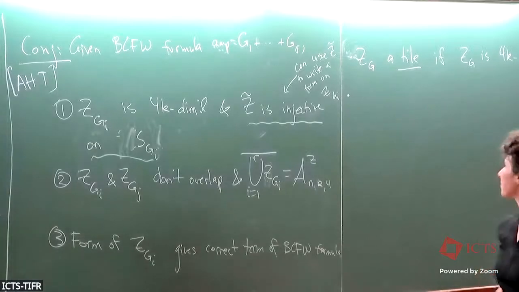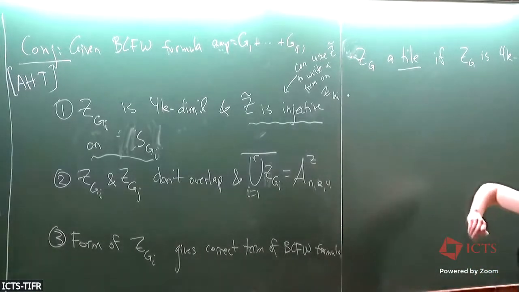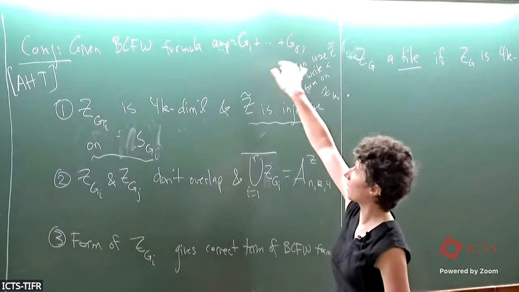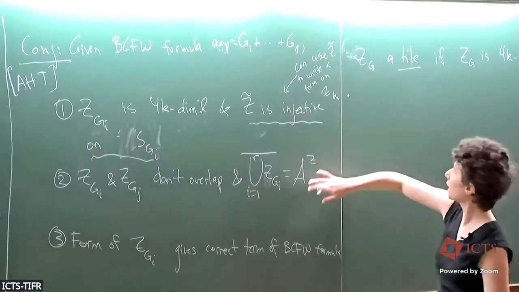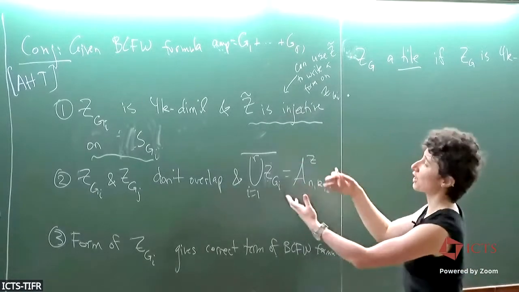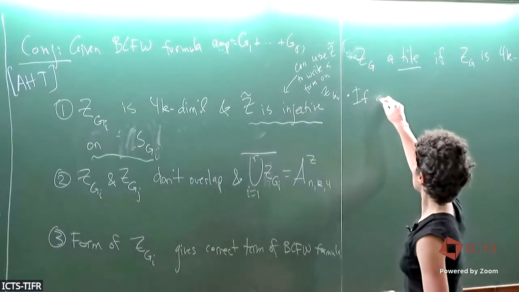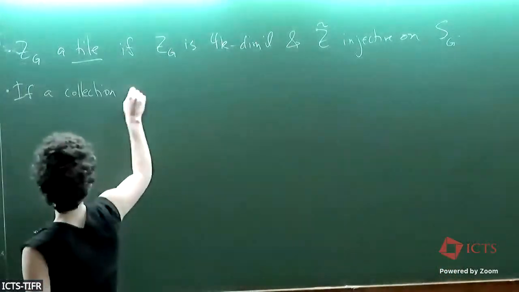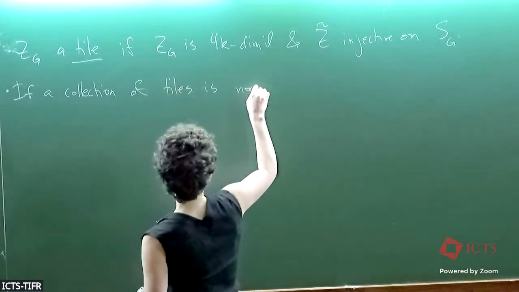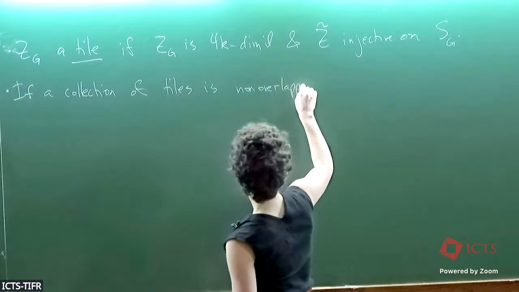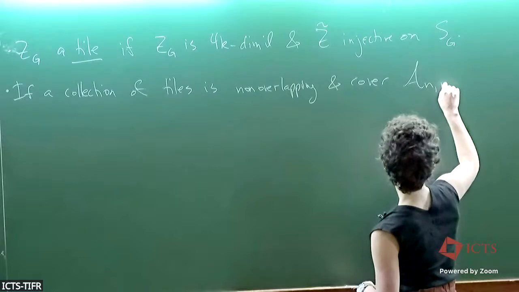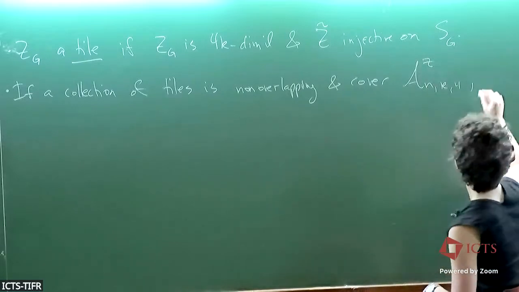Yeah. Okay, so the kinds of positroid cell images I care about are tiles, right? So what I'm saying here is that all these GIs should give me a tile. And then I'm also saying that any BCFW formula should give me a tiling. So if a collection of tiles is non-overlapping and covers the whole amplituhedron, I call that a tiling.